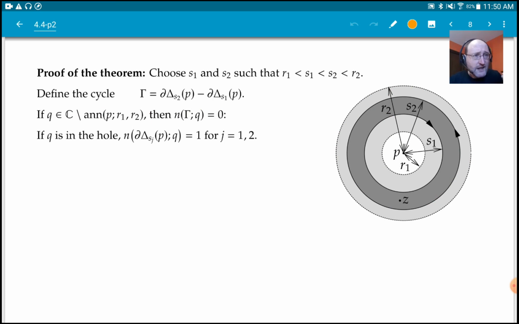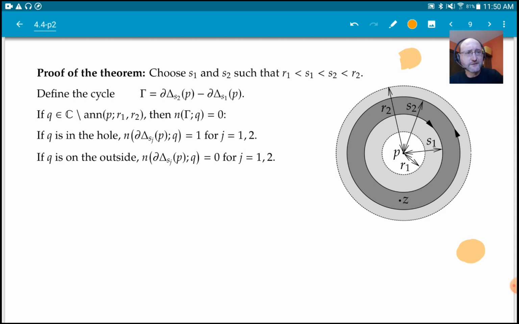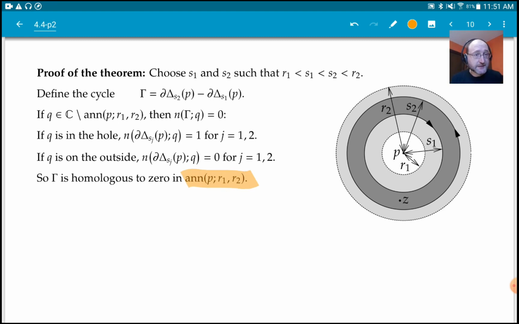How does this follow? Well, if Q is in the hole, somewhere here, then both of these circles go around it. If we travel around both of them positively, so counterclockwise, then we'd get 1 as a winding number. And because we're subtracting, we get the overall winding number for gamma is 0. Similarly, if Q is outside, somewhere here, or somewhere here, then neither of these circles winds around. The winding number is 0, so 0 minus 0 is still 0. Okay, so gamma is homologous to 0 in this bigger annulus.